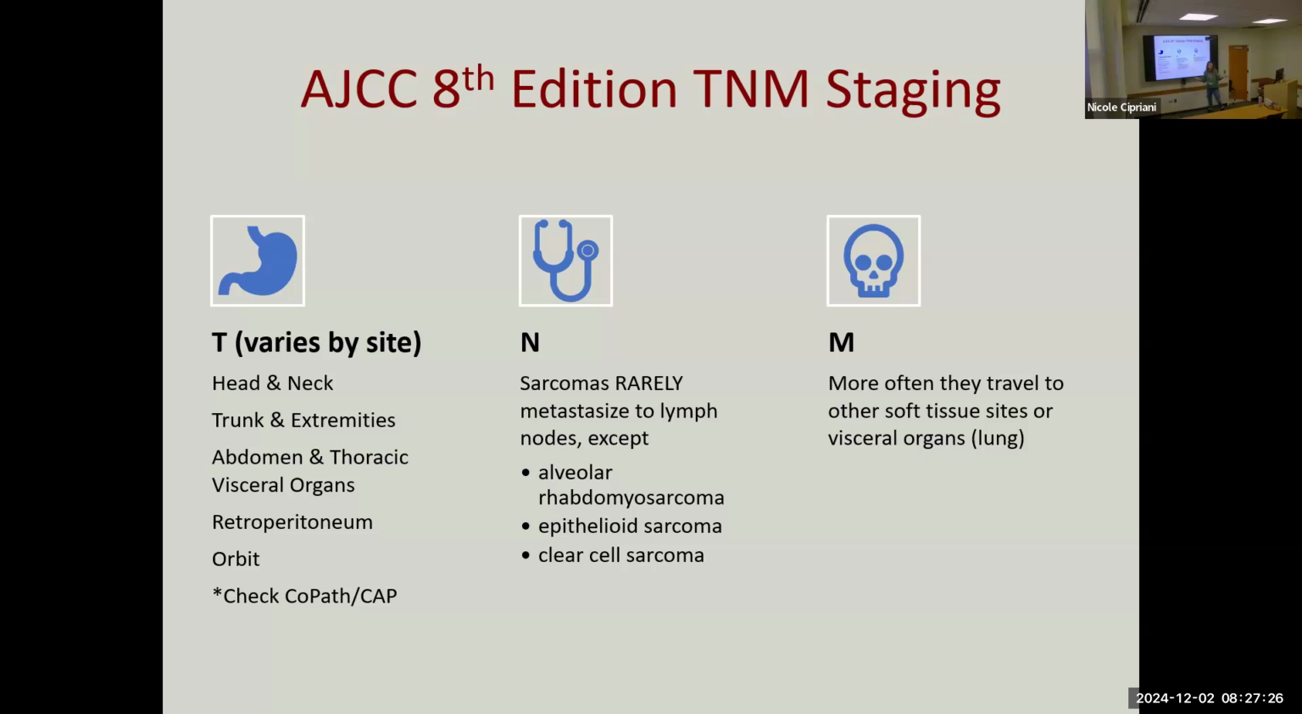And sarcomas rarely go to nodes. There are some that do, and for some of you who are taking boards, sometimes it shows up on your boards. You have a lymph node from a sarcoma that's positive. What sarcoma is it? It can be things like alveolar rhabdomyosarcoma, epithelioid sarcoma, clear cell sarcoma. What do these have in common if you think about the morphology? They're all plump and kind of epithelioid.